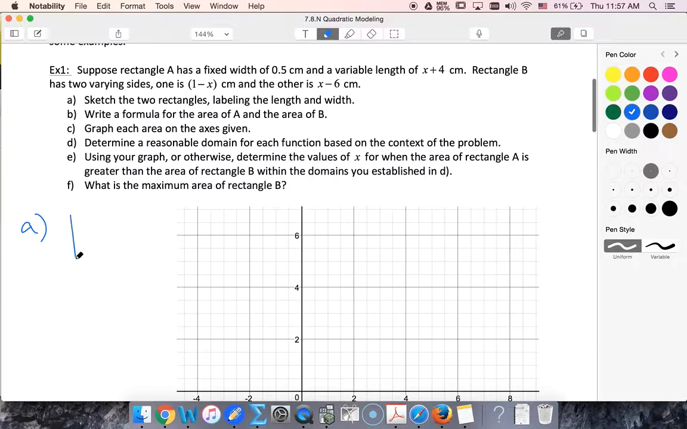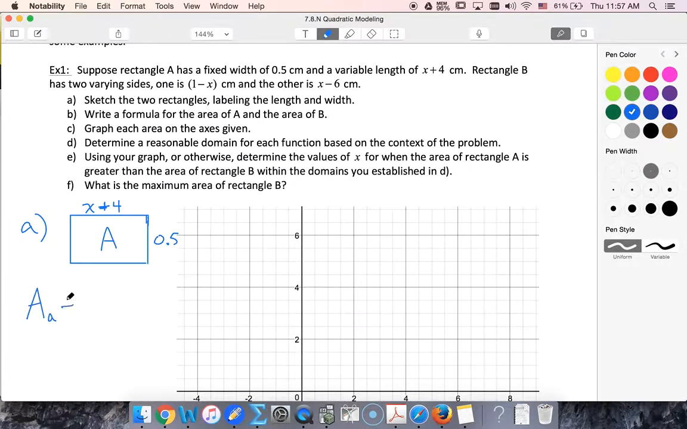So rectangle A, something like this. All right. So this is my rectangle A. We know it has a fixed width of 0.5 centimeter and a variable length of x plus 4 centimeters. So notice that x is not the length, x plus 4 is the length. So if I think about the area of this one, my next thing says write a formula. So I'm going to start by putting my formula here.